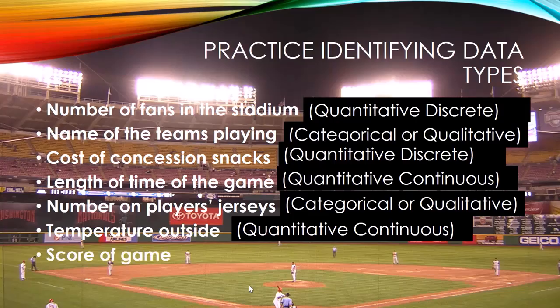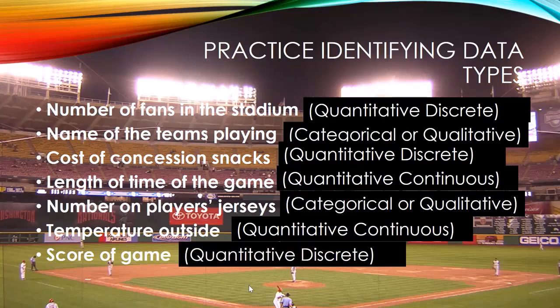How about the score at any point in the game? That is quantitative discrete, and that's simply because if you know anything about baseball, you can only have a whole number of runs. You can't have 1.5 runs. Now, of course, in the middle of the game, you might have people on bases, but anytime you look at the scoreboard, you're only going to see whole numbers.